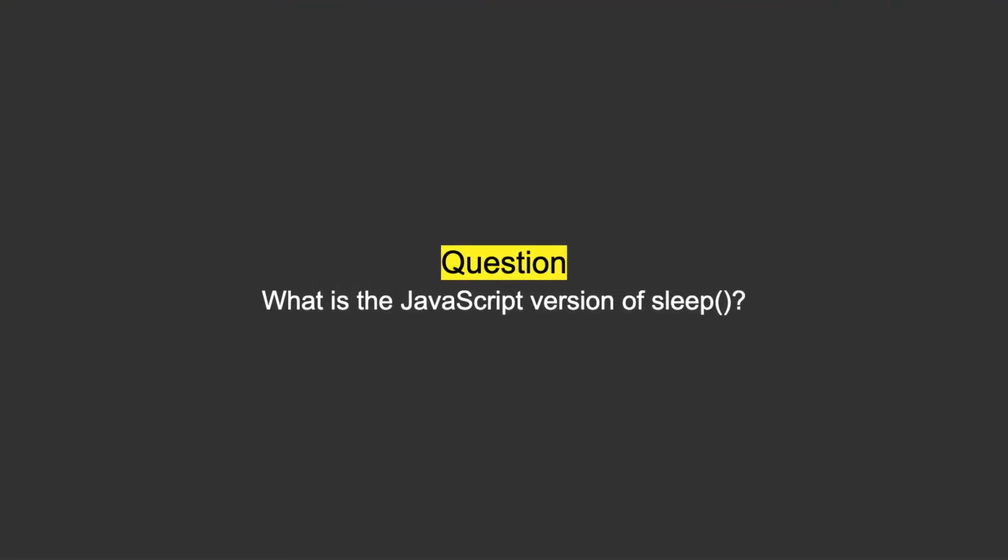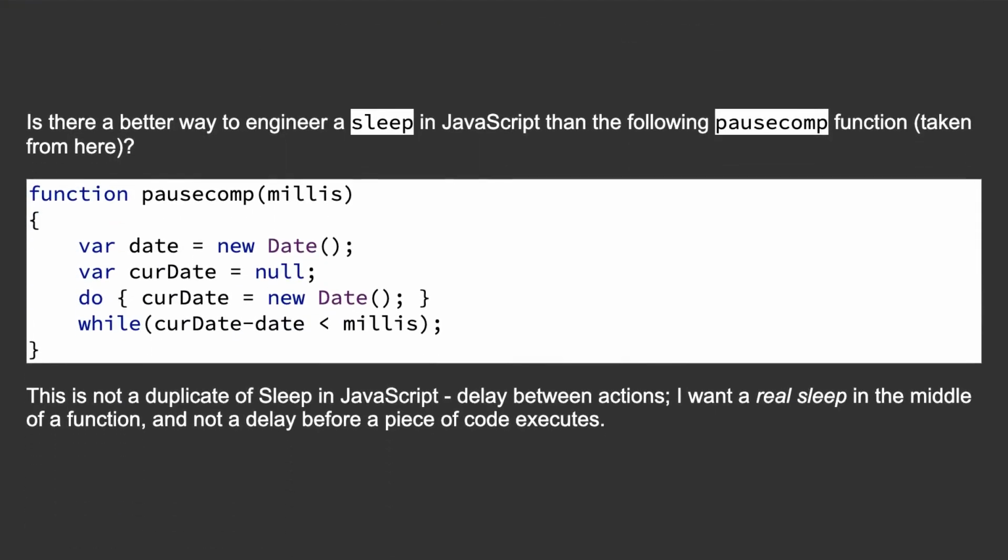What is the JavaScript version of sleep? Is there a better way to engineer a sleep in JavaScript than the following pause comp function? Taken from here. This is not a duplicate of sleep in JavaScript. Delay between actions. I want a real sleep in the middle of a function, and not a delay before a piece of code executes.